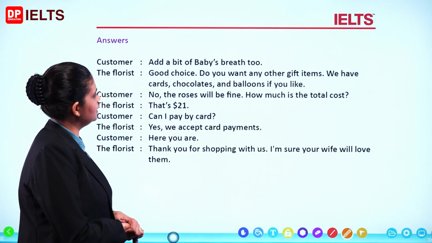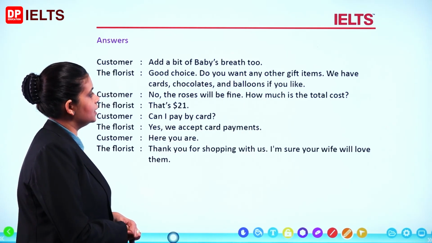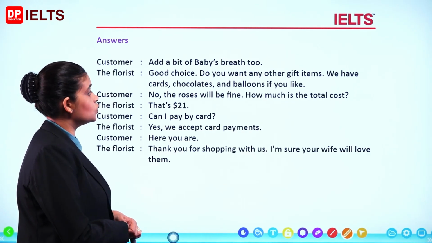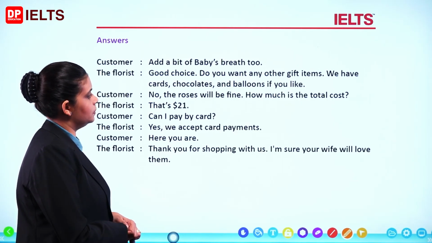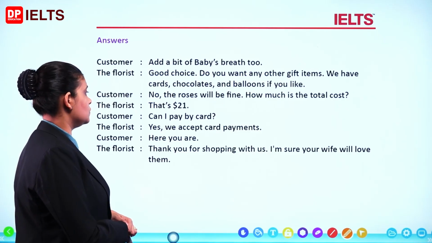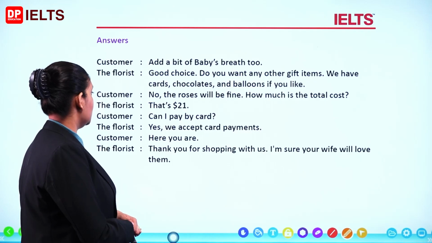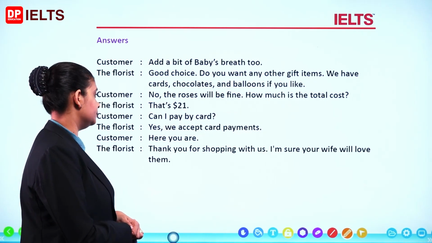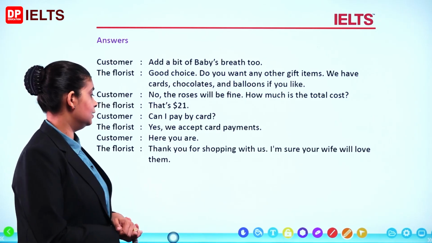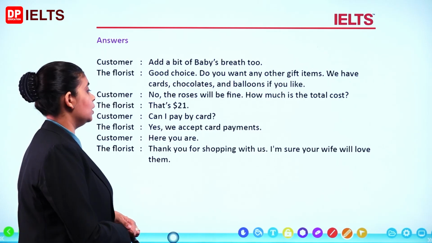Add a bit of baby's breath too. Good choice. Do you want any other gift items? We have cards, chocolates and balloons if you like. No, the roses will be fine. How much is the cost? That's $21. Can I pay by card? Yes, we accept card payments. Here you are. Thank you for shopping with us. I'm sure your wife will love them.